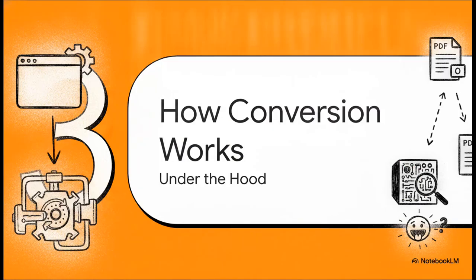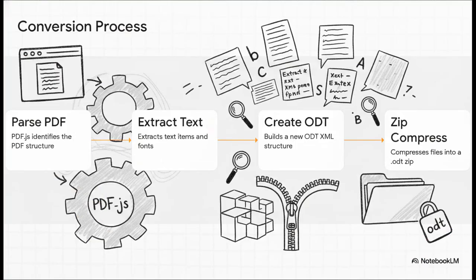All right, Section 3. How browser conversion works. This is where we look under the hood, and honestly, it's absolutely fascinating. This entire process happens completely inside your web browser. First, the tool uses a rendering library called PDF.js, which was originally developed by Mozilla, to parse the PDF structure. It reads all those absolute coordinates we talked about earlier.